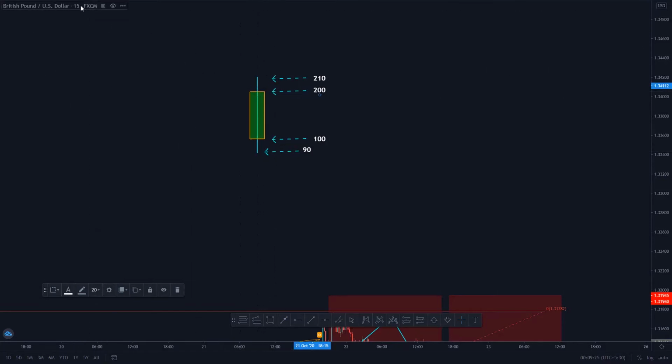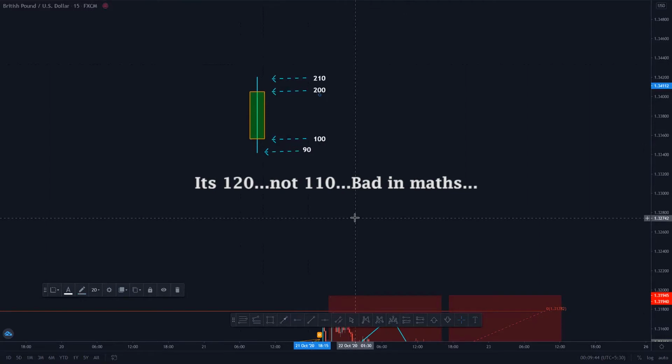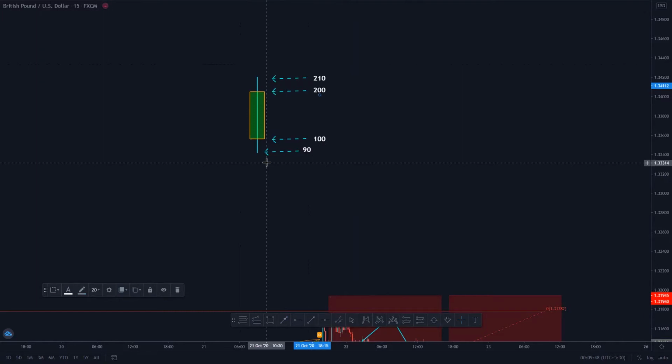In 15 minutes, ATR will change depending upon what time frame you're using and how many periods you're using. For this candle, the range is 210 minus 90, which will be around 110. Yes, 110 will be the range of this candle. Now, this is the range of one candle.